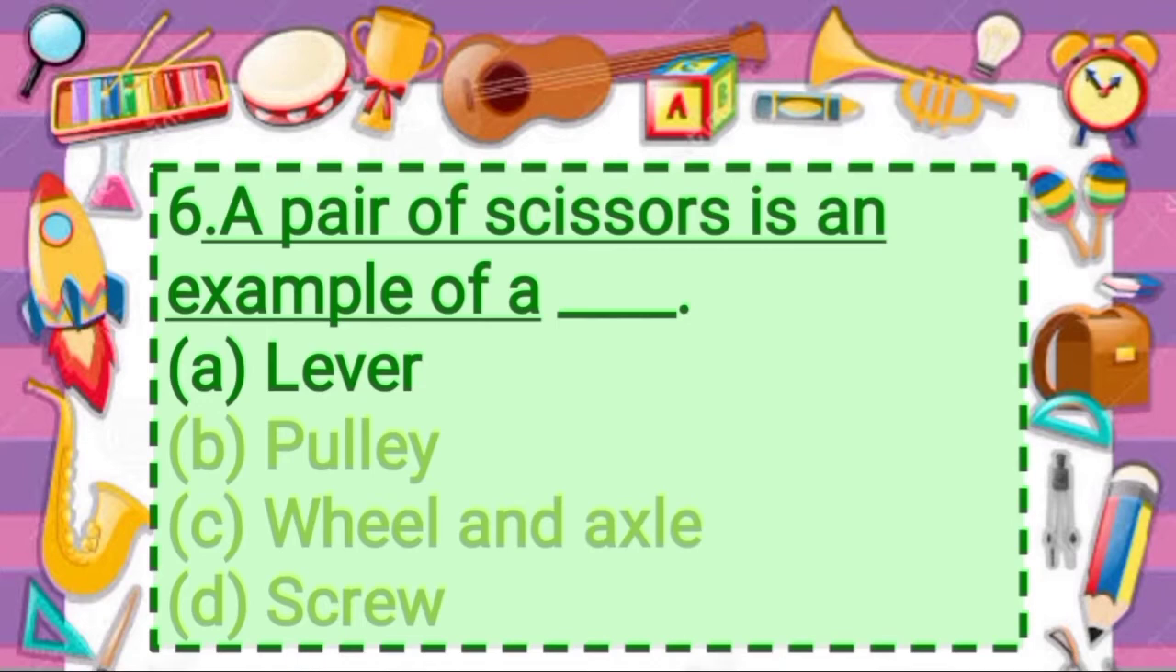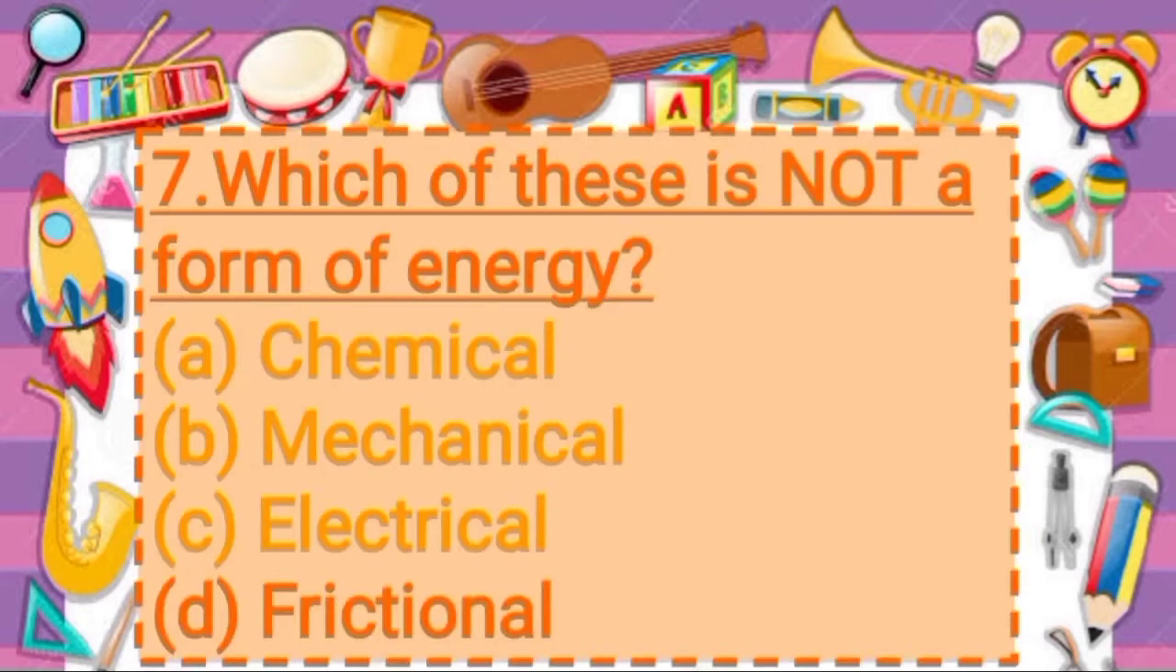So as you know, we use a lever to lift or move heavy weights or to cut things. So scissors is also an example of a lever. So the answer is, a pair of scissors is an example of option A, lever.